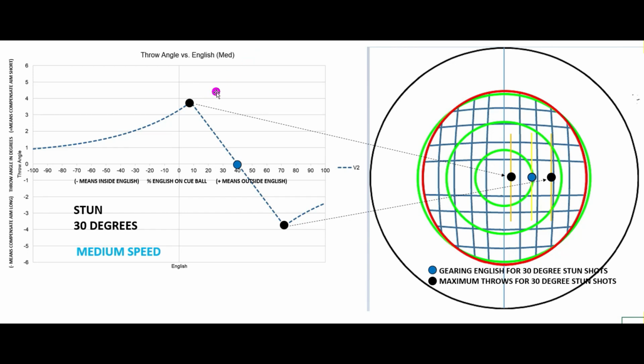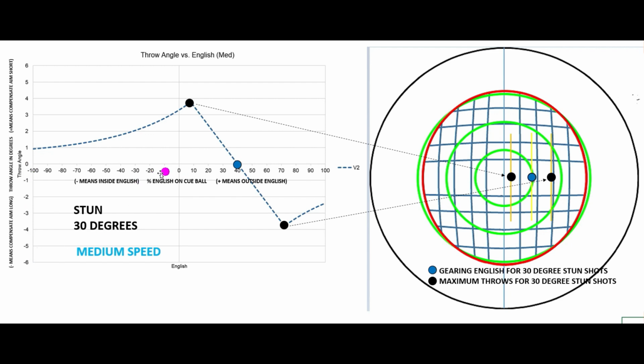Let's discuss this graph and how to bring it to the pool table. This is a graph of throw angle versus English on a stun 30-degree medium shot. This is the amount of throw from 0 to 6 degrees and 0 to minus 6 degrees.